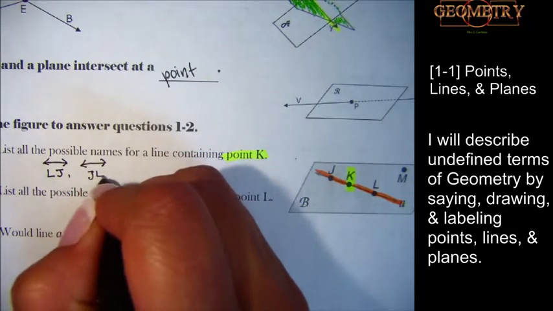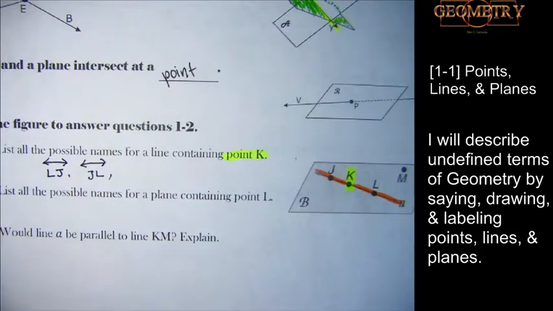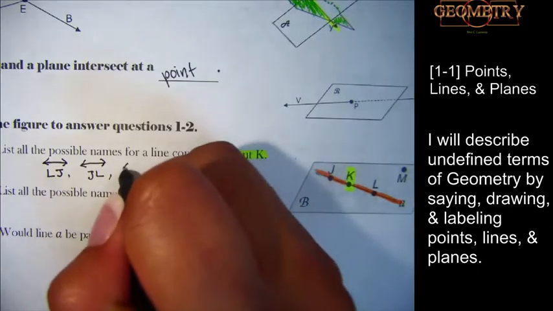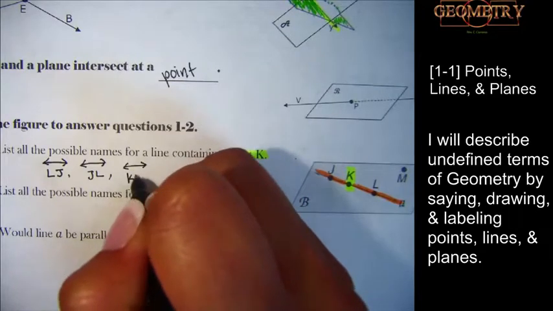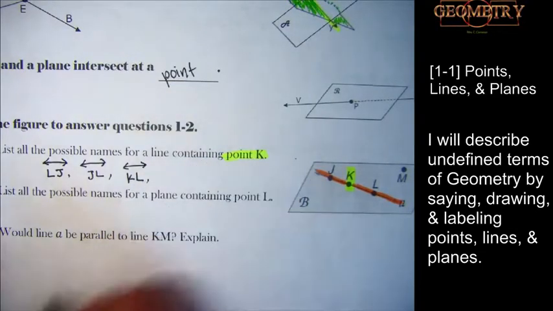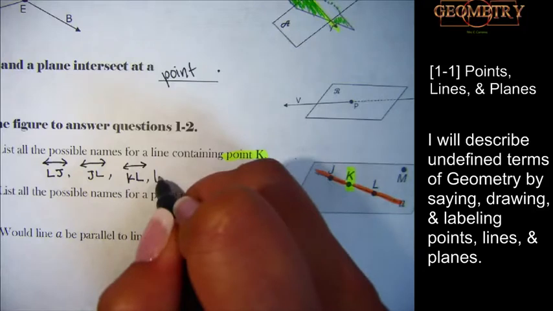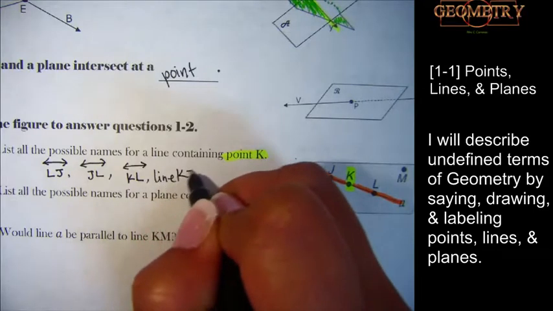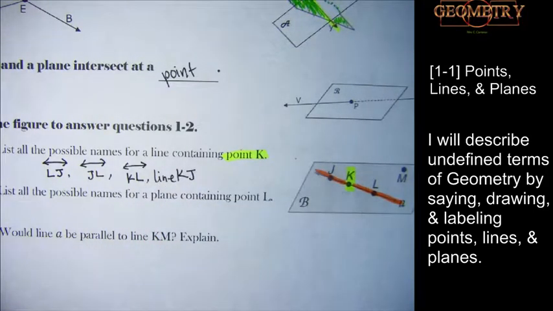Please make sure you say the word line in front of it because we've got a bunch of letters, and we're going to get confused. What's another way to name this line? Line KL. Another way? Line KJ. Now notice I put the word line instead of the symbol. You could do that too.